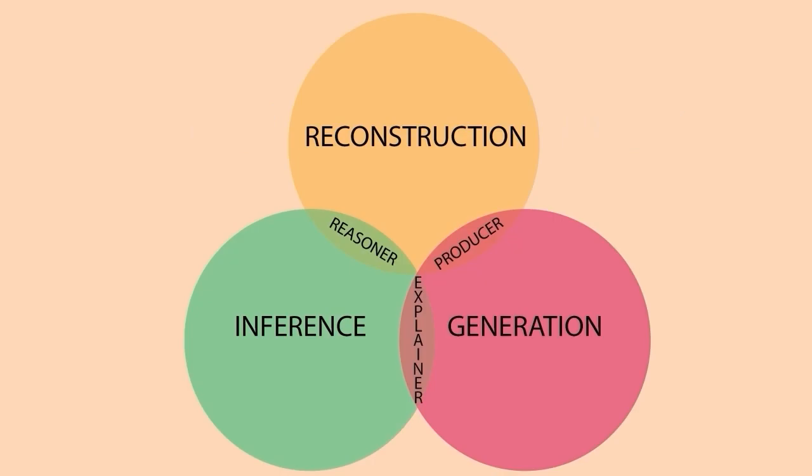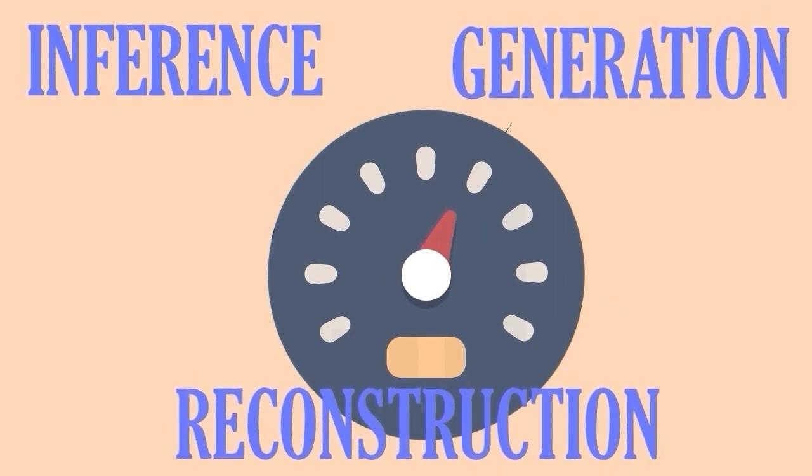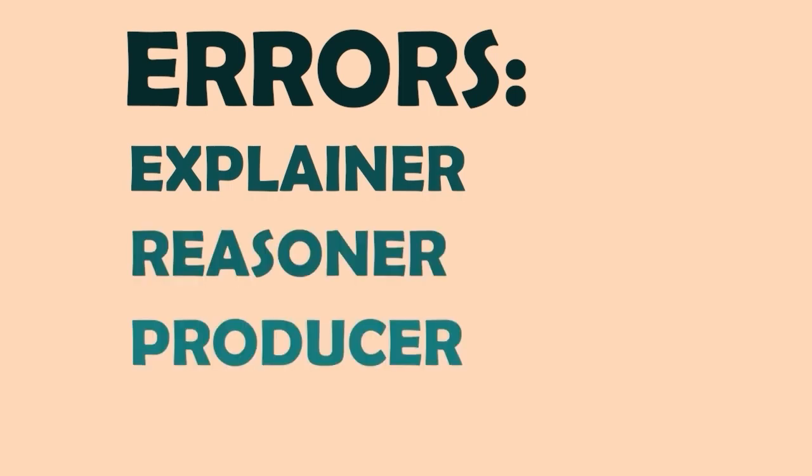Looking deeper into these losses, we uncover the core principles behind how our system learns. Each loss plays a critical role in shaping 3 unique errors: the explainer error, the reasoner error, and the producer error. These errors are the guiding stars for our system, indicating where each network needs to improve.